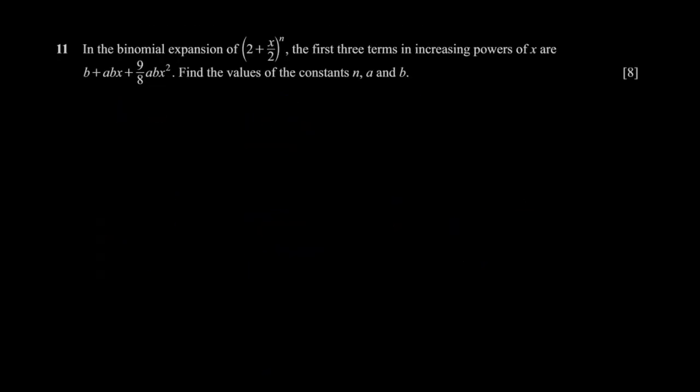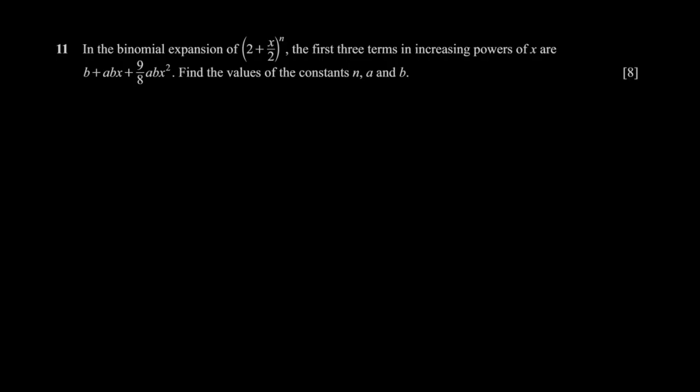Okay, so we're in question 11, the last question of this paper. In the binomial expansion of 2 plus a half x to the power of n, the first three terms in increasing powers of x are b plus abx plus 9/8 abx squared. Find the values of the constants n, a, and b.